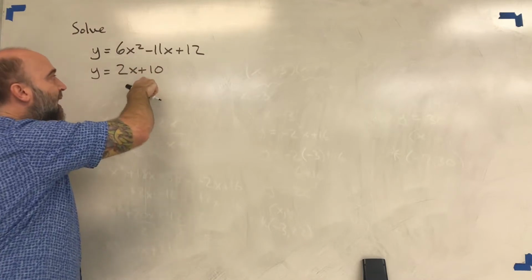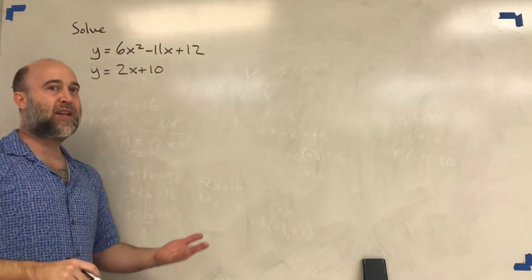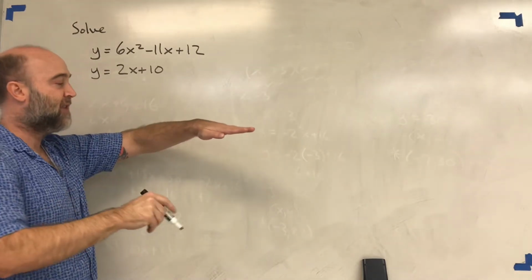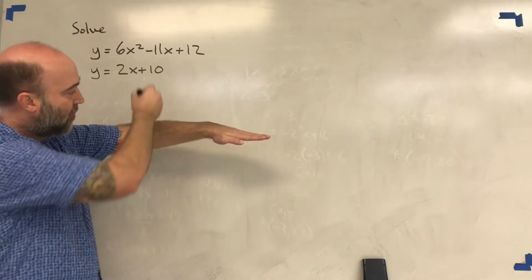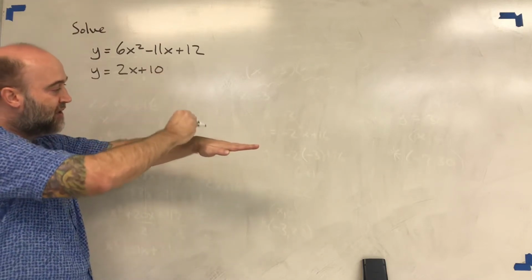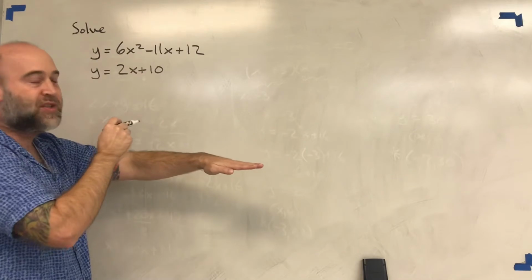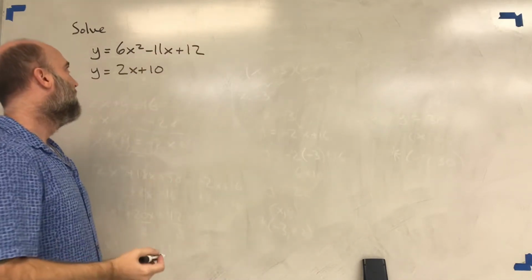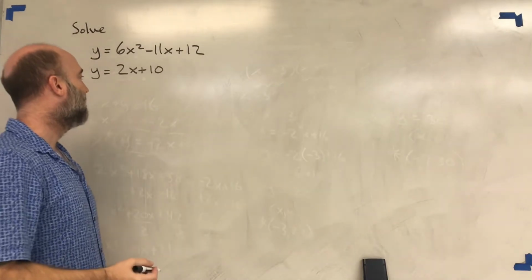This is a line, so a parabola and a line can cross at two places. That's the easiest one, so the parabola could cross at two spots on the line, or it can just touch the line once, so it could have one solution, or the line and the parabola never meet at all. So let's see what our situation is for this one.